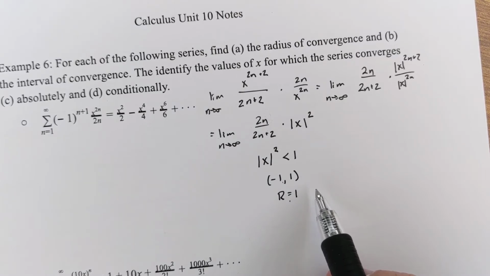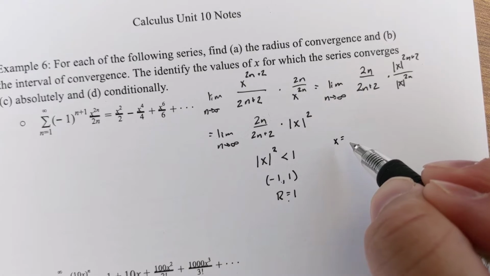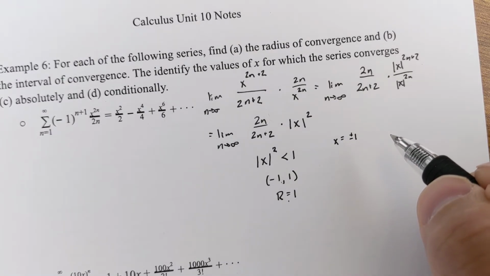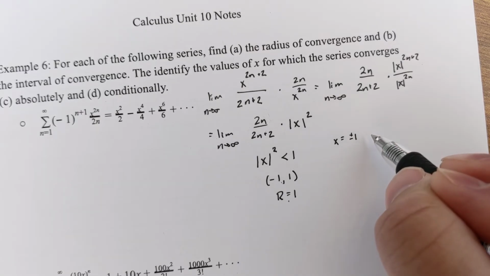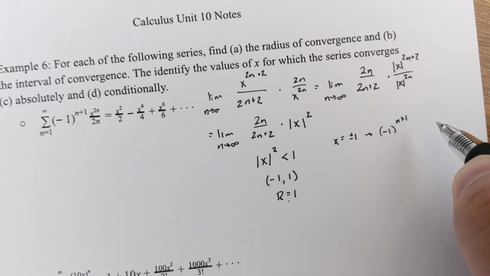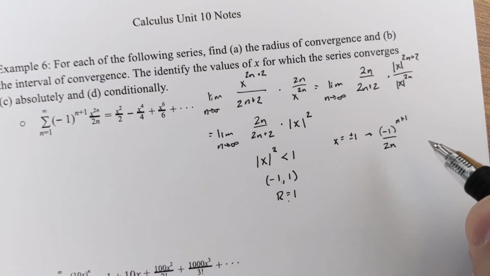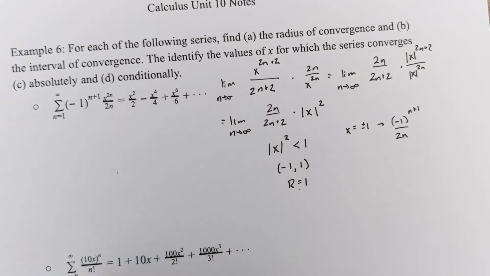So at x equals the 1s, we get (-1)^(n+1) over 2n, because this is an even power, so it's always just going to be 1.